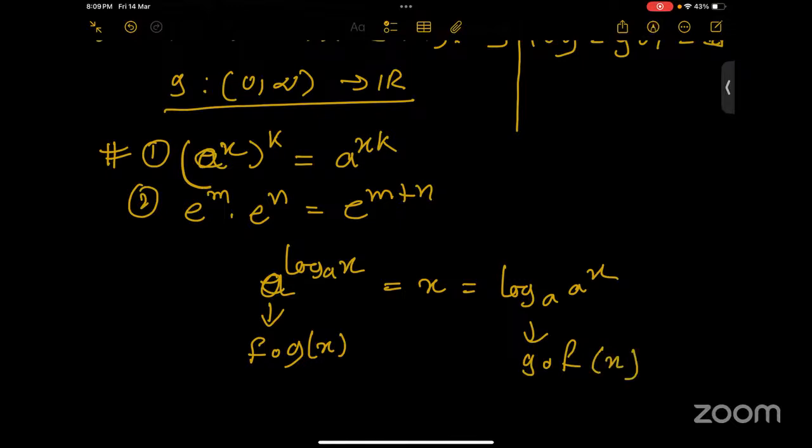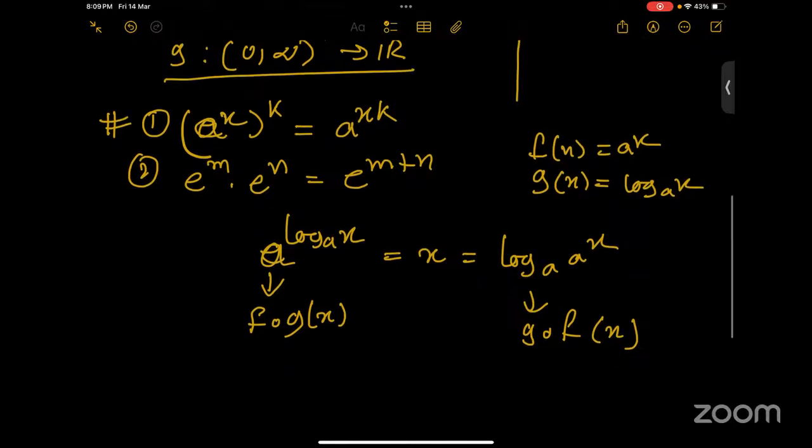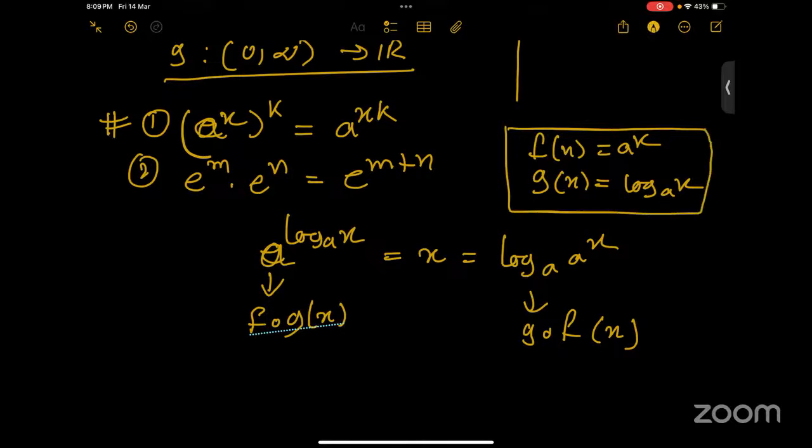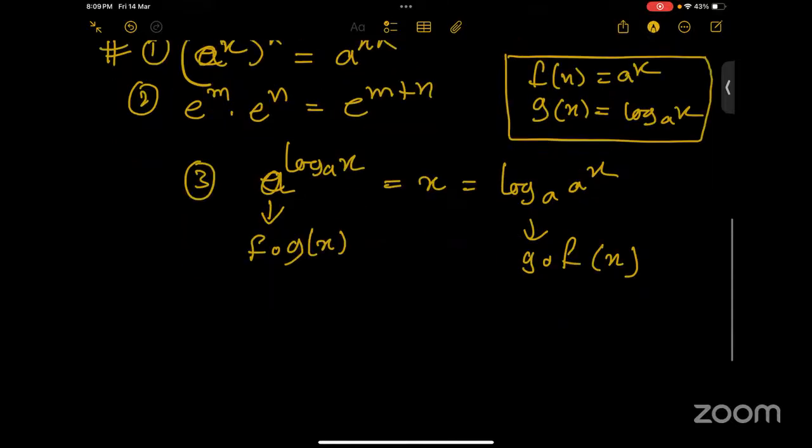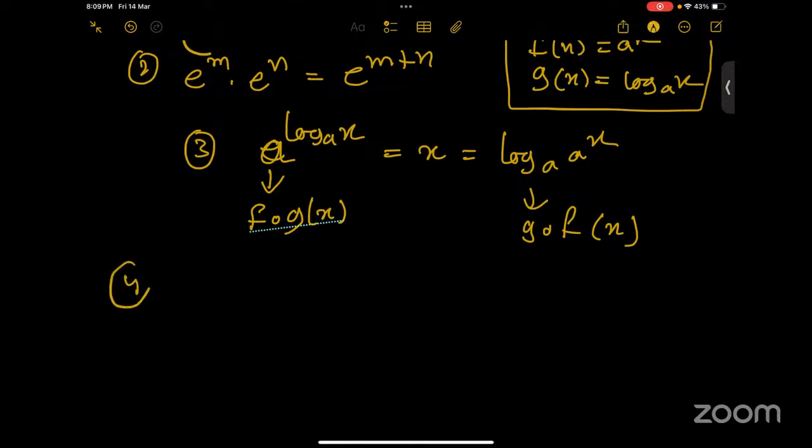Ma'am, which one is f and which one is g in this? f is the exponential function, f of x is a to the power x, and g of x is log base a of x. Okay. Understood. So this is also one of the properties, right? Then about logarithms, we learned some properties.